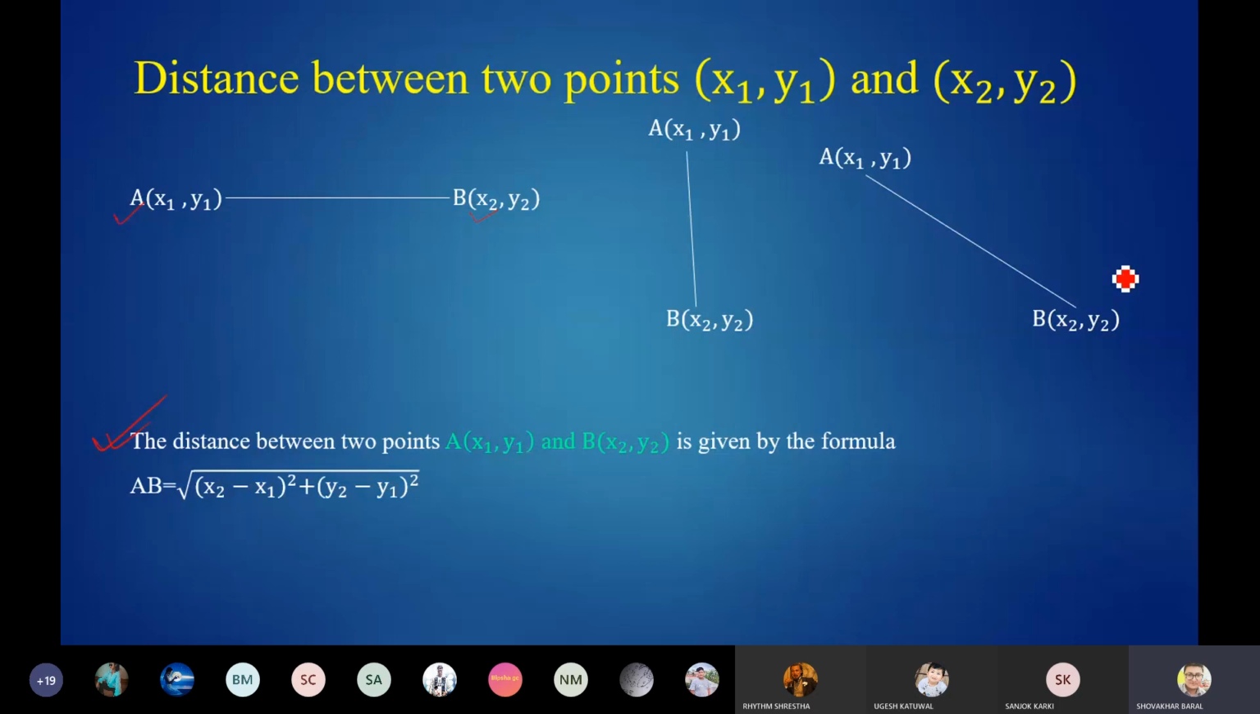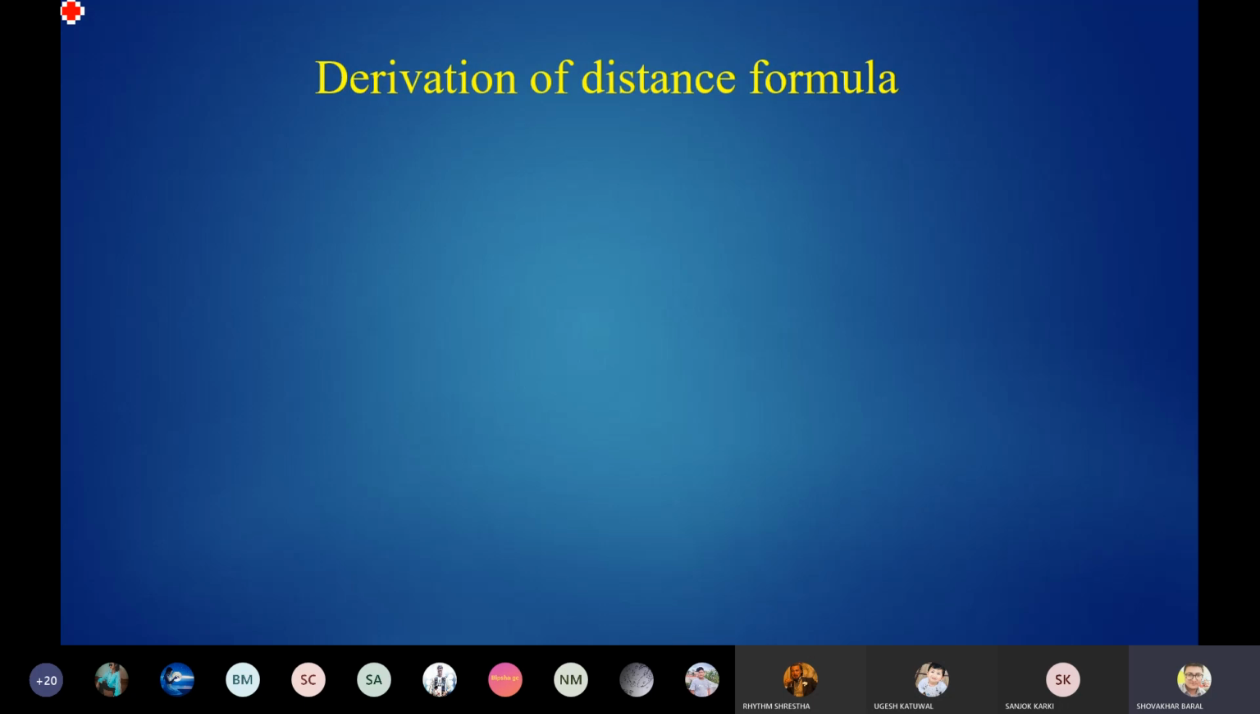The derivation of this formula. Okay, derivation of distance formula. I have not written it in the slide. You just make some random figure, and I will let you know how it is derived. I'll not write the whole solution here. You can see it in your textbook also.